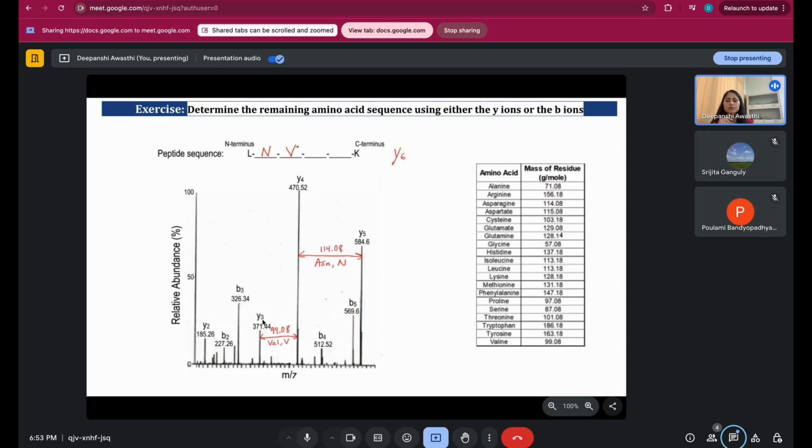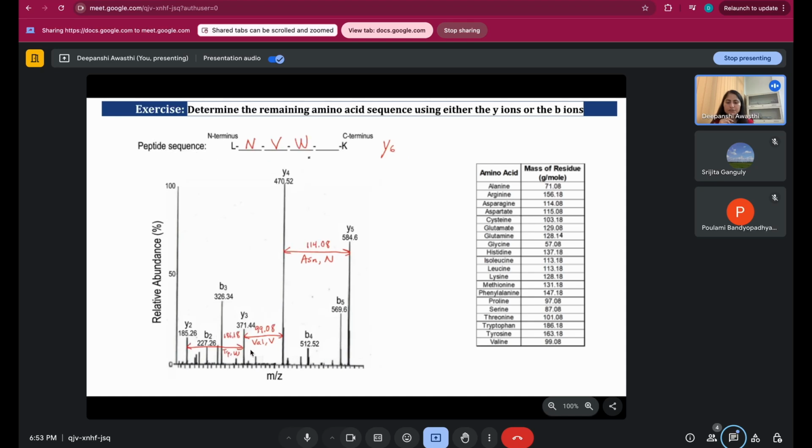Similarly, now we will move from Y3 to Y2 and we will calculate their difference. So their difference is 186.18, and in the table if we see the third last residue, it is tryptophan, which corresponds to the mass of 186.18. So we will fill tryptophan in the fourth position.